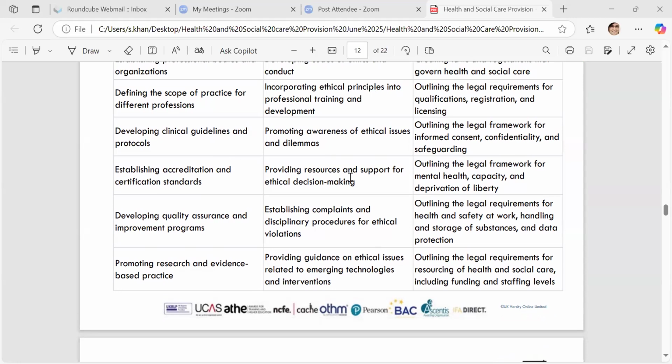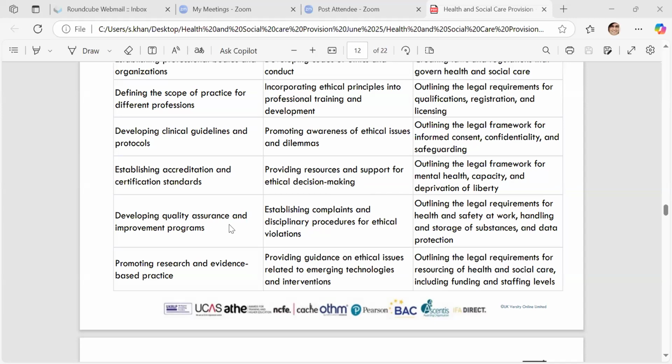And make sure we are following that legal framework in regards to people that are vulnerable. Why do we have to follow these guidelines and protocols? Why do you think it's important to follow these guidelines and protocols? To make the right decision.